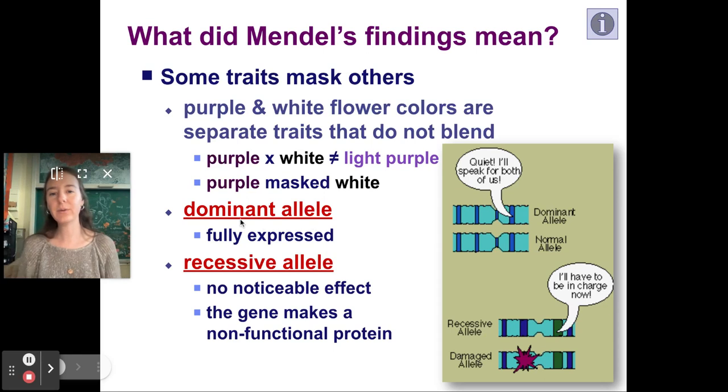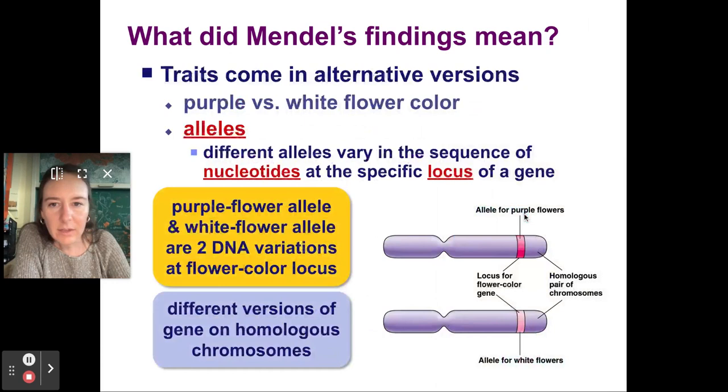Now, he called the one that was fully expressed, meaning shown, what is seen, the dominant allele. And the recessive allele is the one that has no noticeable effect, or the gene makes a non-functional protein. And we're going to talk more about that as we get closer into the research here. So let's take a look here at some chromosomes.